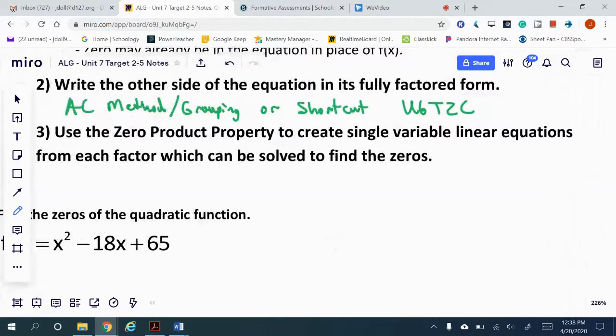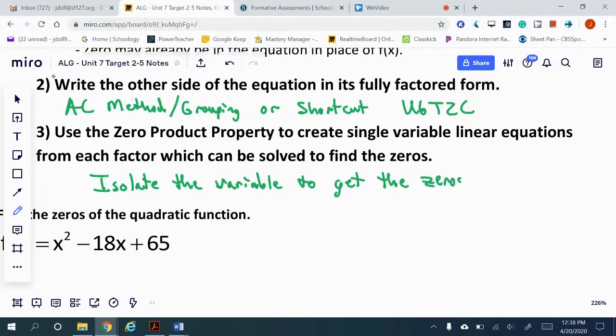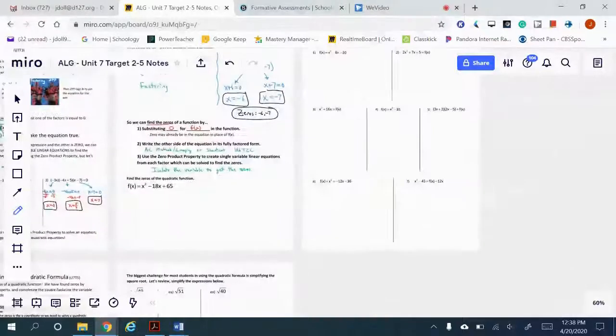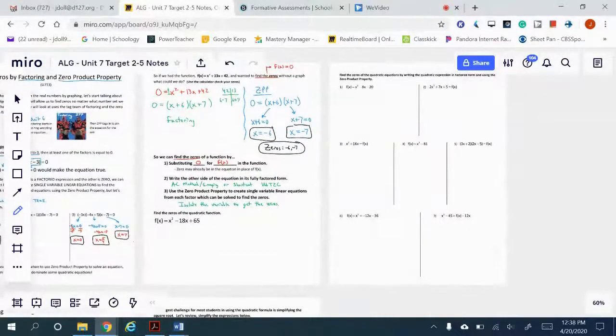And then, guys, we're going to use the zero product property to create the equations. And in each of those different world line equations that we get from each factor, all we need to do is isolate the variable to get the zeros. Right? And that's what we're going to be working on. In our next video, guys, we're just going to hammer the nuts and bolts and work through a number of problems here to show you what we're doing.